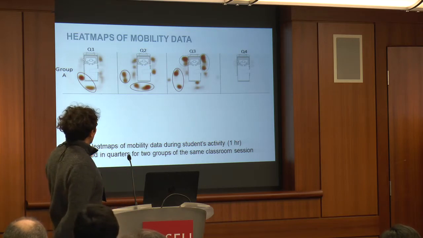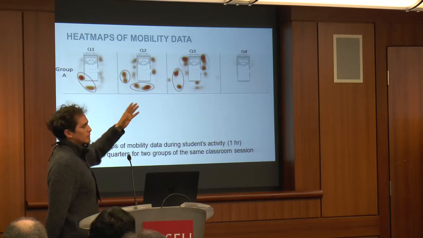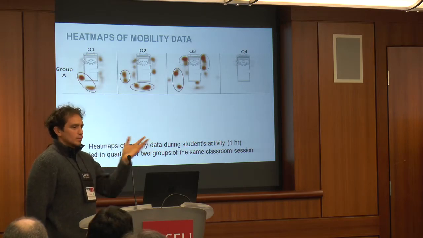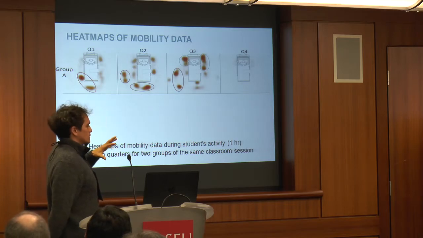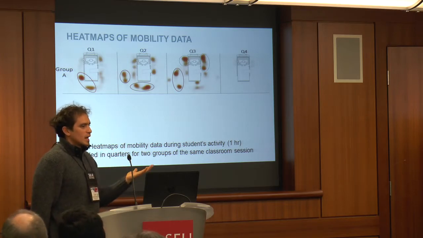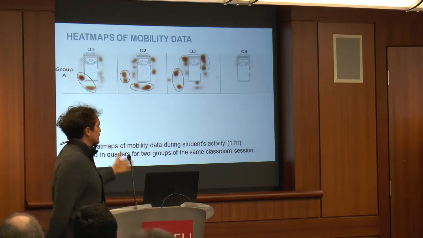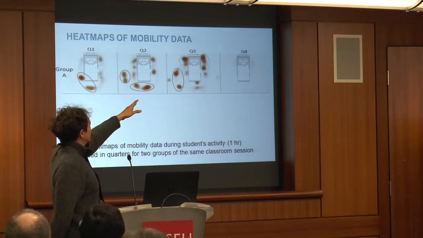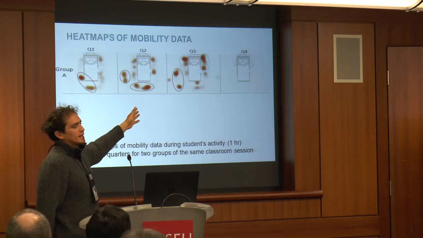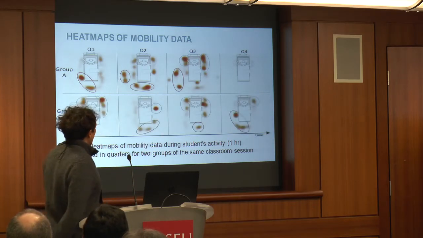So this is one example of one group. We took the data and divided it in quartiles to see the temporality of the movements. For example, we could see that in this group there is some sort of embodied strategy where the students didn't engage directly with the mannequin in the first half of the activity, and it was not until the third quartile when they actually went to the mannequin and did something.